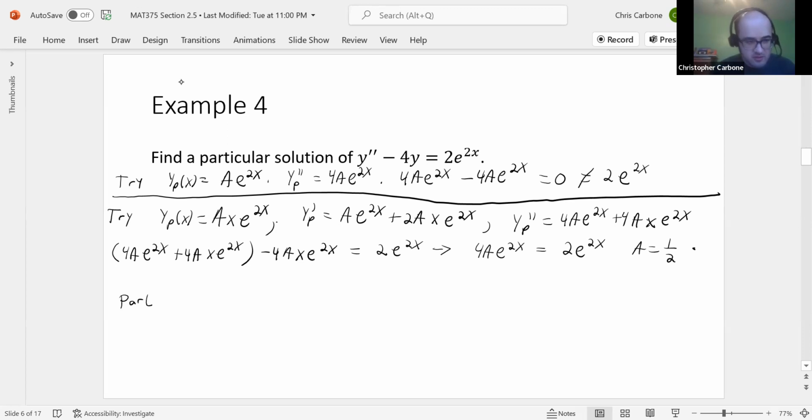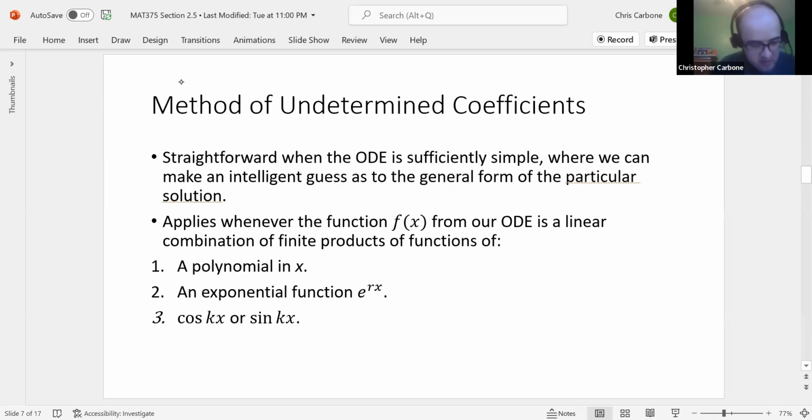So our particular solution would be y sub p of x is equal to a half times x times e to the 2x. So this gives us our method of undetermined coefficients. This is straightforward when the ordinary differential equation is sufficiently simple, where we can make an intelligent guess as to the general form of the particular solution, which is basically what we were just doing. This applies whenever the function f of x from our ordinary differential equation is a linear combination of finite products of functions of some polynomial in x, an exponential function e to the rx, something involving cosine of kx or sine of kx. As we saw, those are pretty nice to solve.